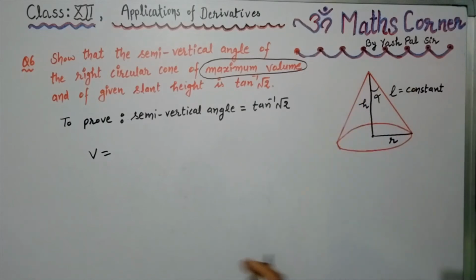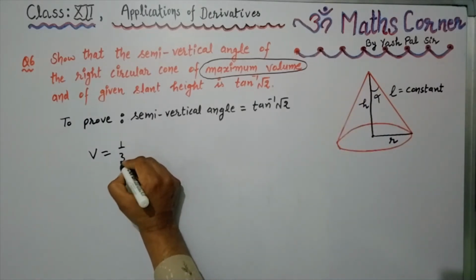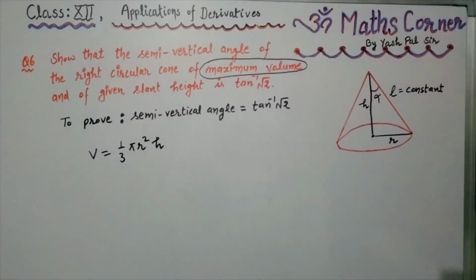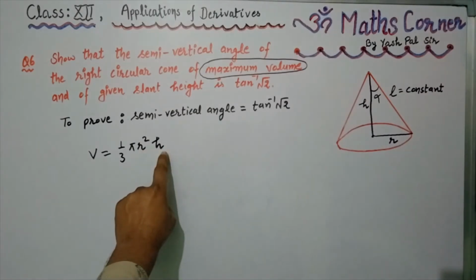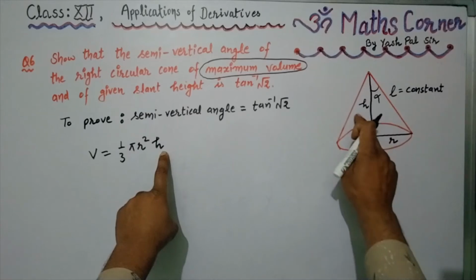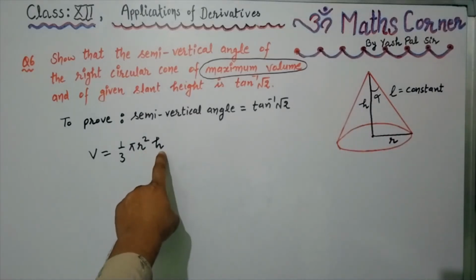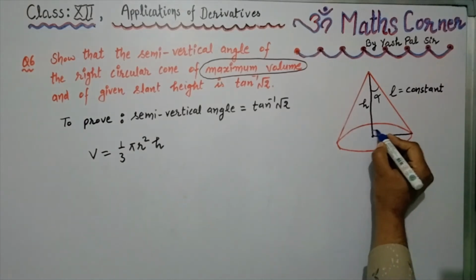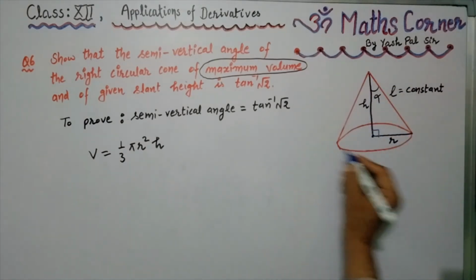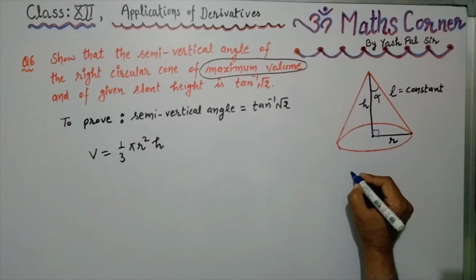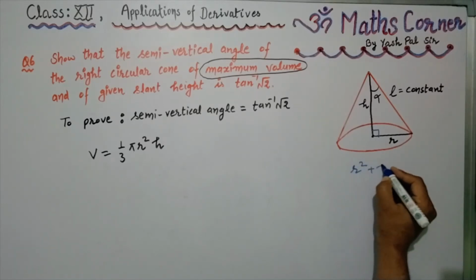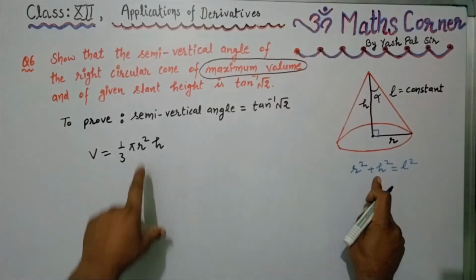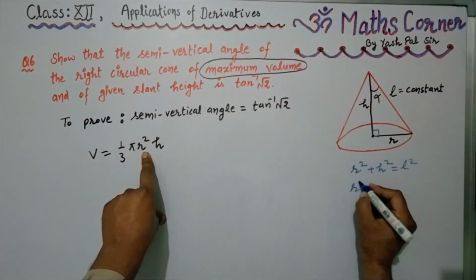Also from this maximum volume word, we find V, the volume of the cone. The formula is 1 upon 3 pi r square h. Here we have two variables. From this condition we are going to reduce these two variables into one single variable, because this is a right angled triangle, so again we can apply Pythagoras theorem.